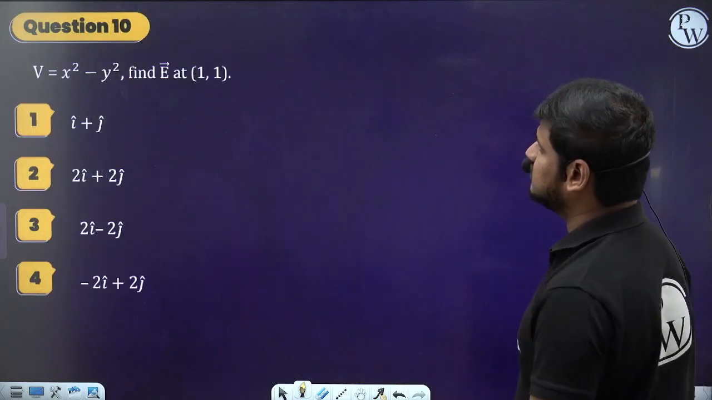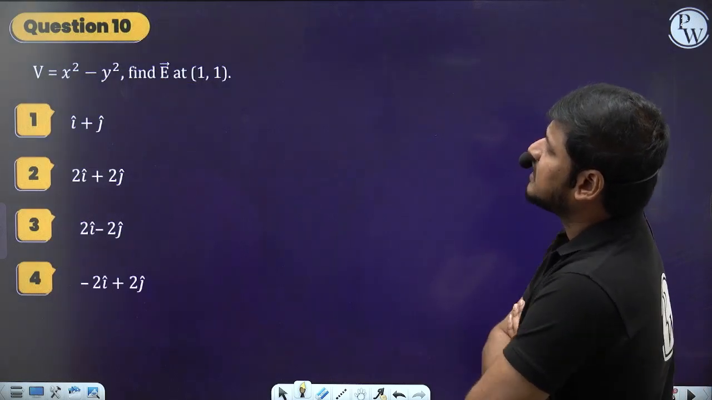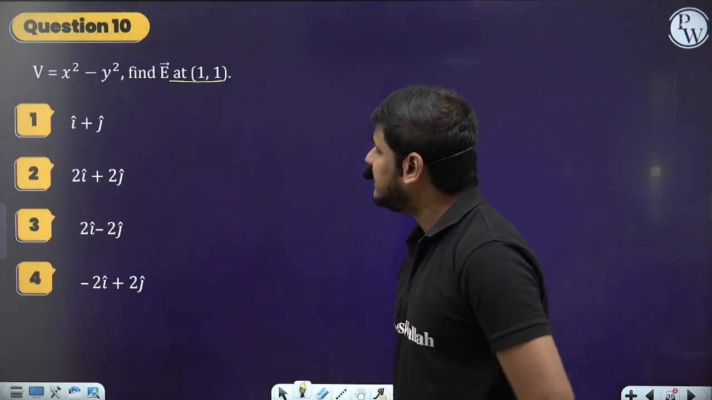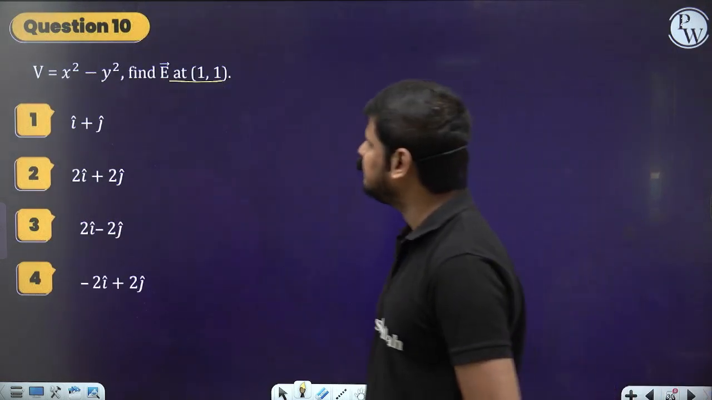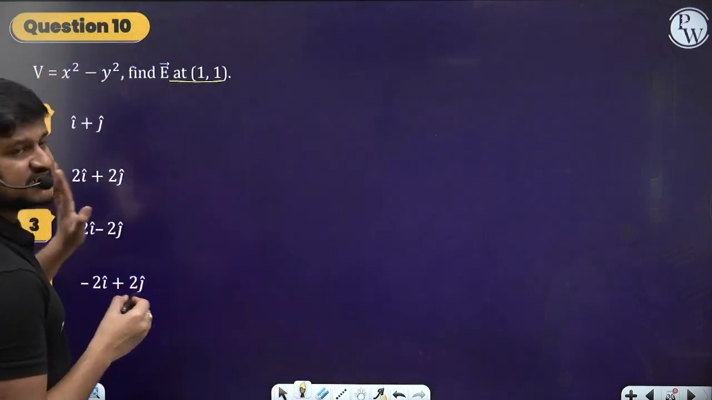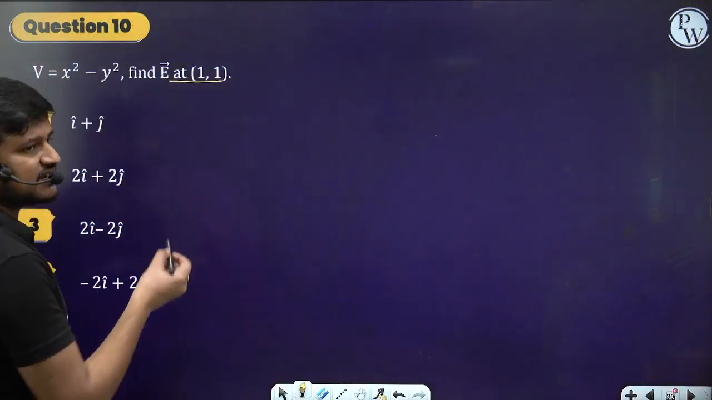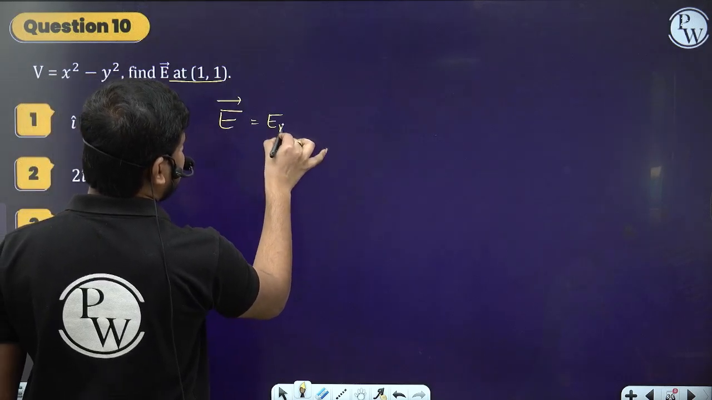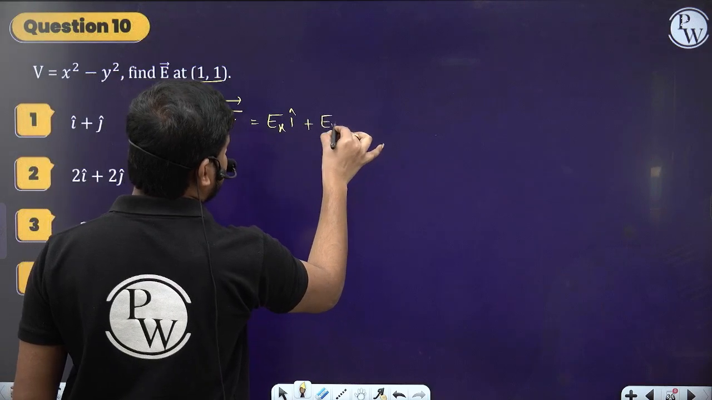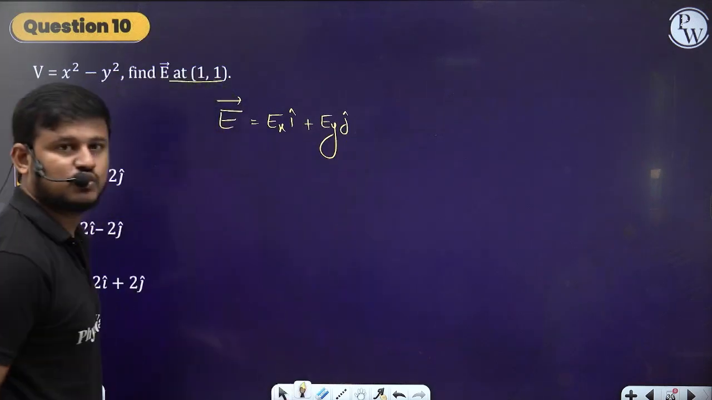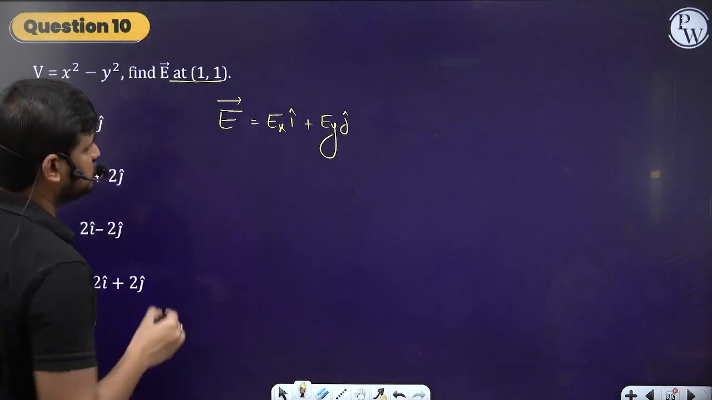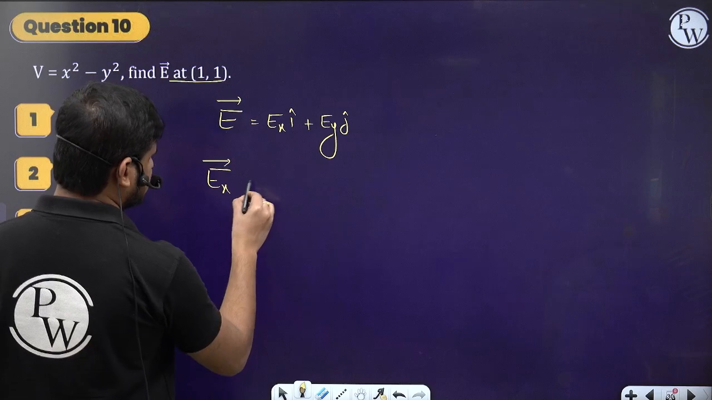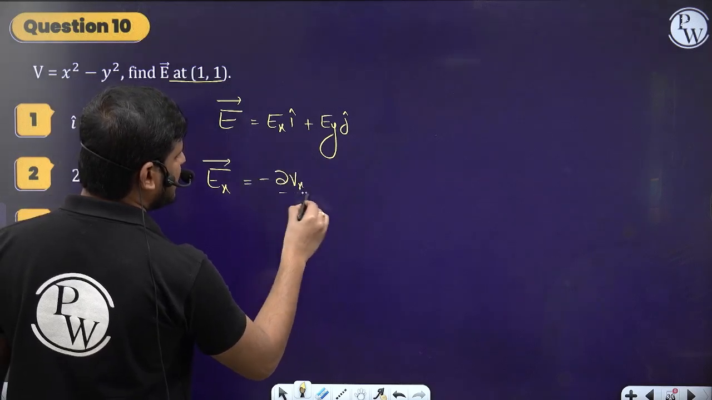Next. So let's try this question. V is equal to x square minus y square. So now find the gravitational field at 1 comma 1. So how do we find? First, let's find in the x direction, then in the y direction. Then we can write the net gravitational field as Ex i cap plus Ey j cap. In this format we should write. So first let's find Ex. So what's the gravitational field in the x direction? Which is equal to minus dou Vx by dou x.